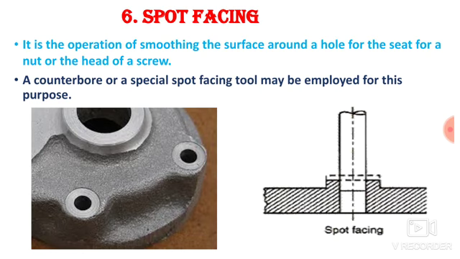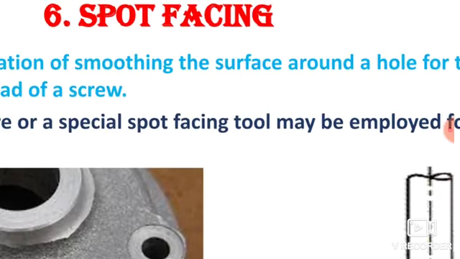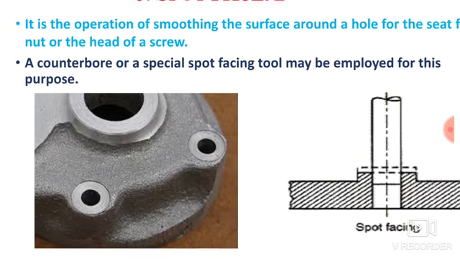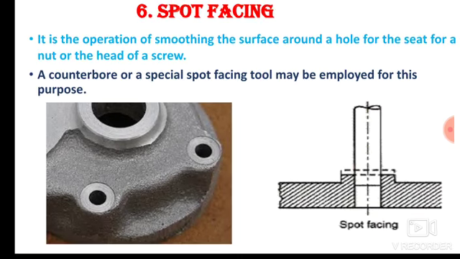Now the next operation is spot facing. It is the operation of smoothing the surface around a hole for a seat for a nut or the head of the screw. A counter bore or a special spot facing tool may be employed for this purpose. Here you can see a spot facing operation. In spot facing operation, the material around the hole is being removed. So it is the operation of smoothing the surface around the hole for the seat of a nut or head of the screw.